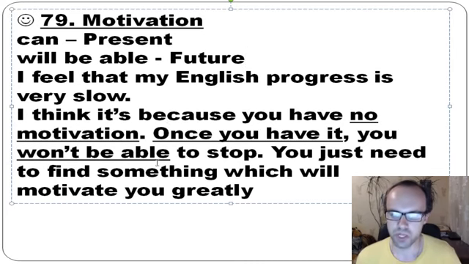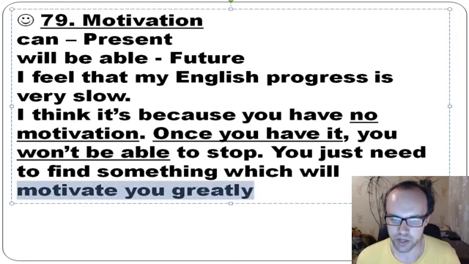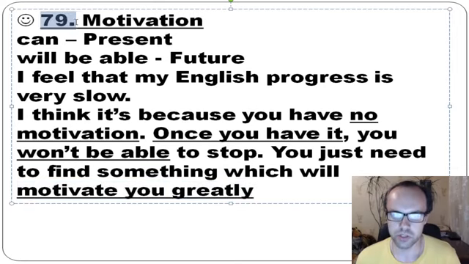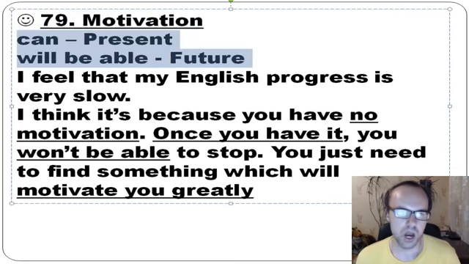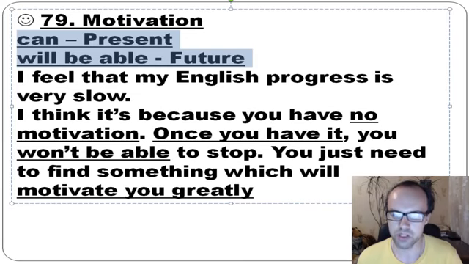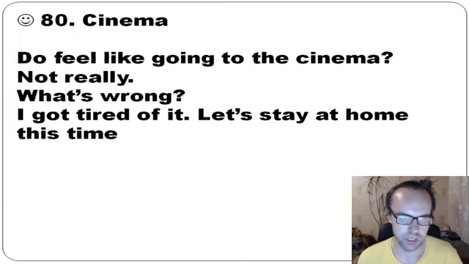So once you have it, you won't be able to stop. It will be impossible for you to stop. You just need to find something which will motivate you greatly, yeah? So some good motivation. So can for present and will be able for future. I feel that my English progress is very slow. I think it's because you have no motivation. Once you have it, you won't be able to stop. You just need to find something which will motivate you greatly.